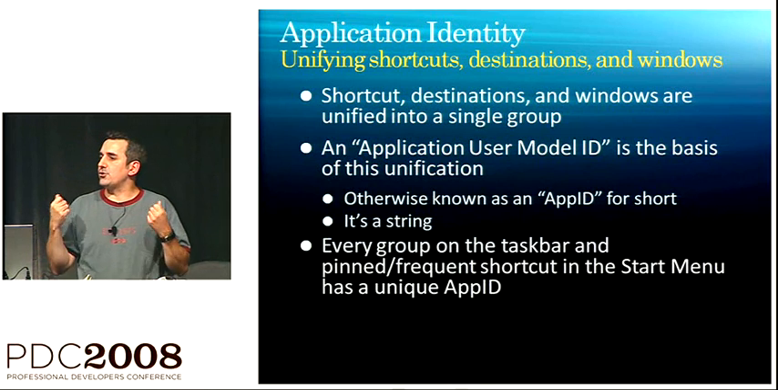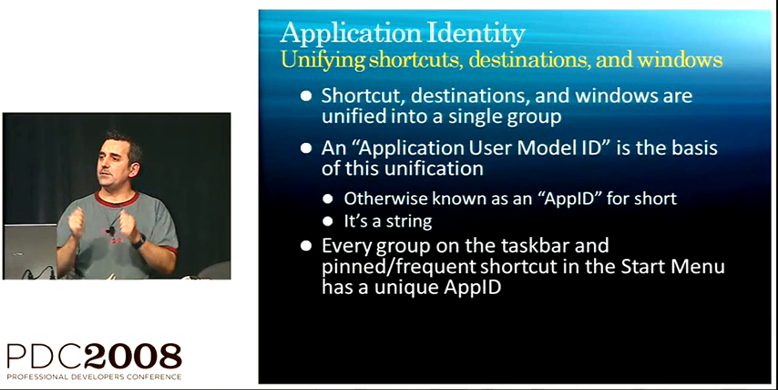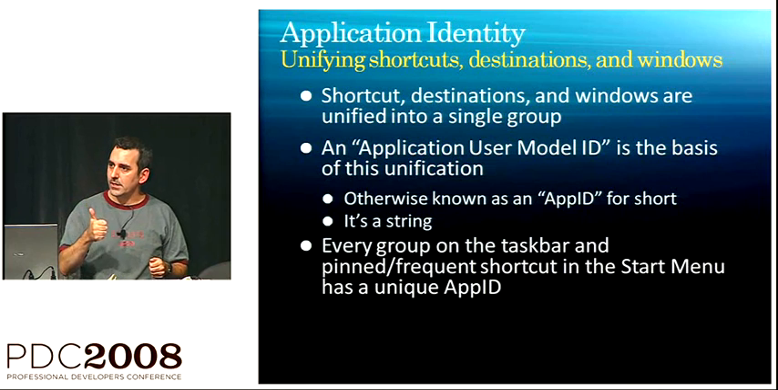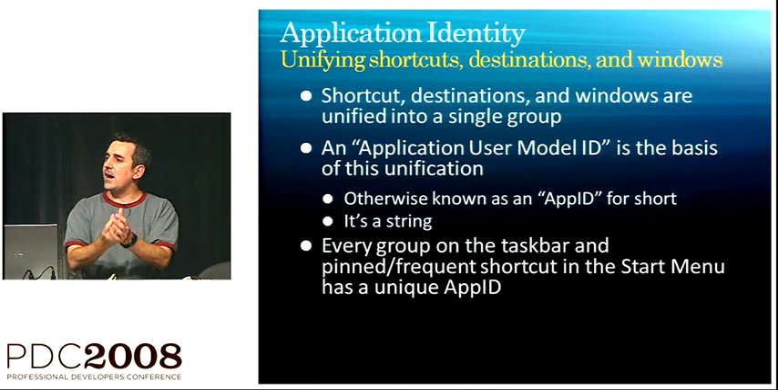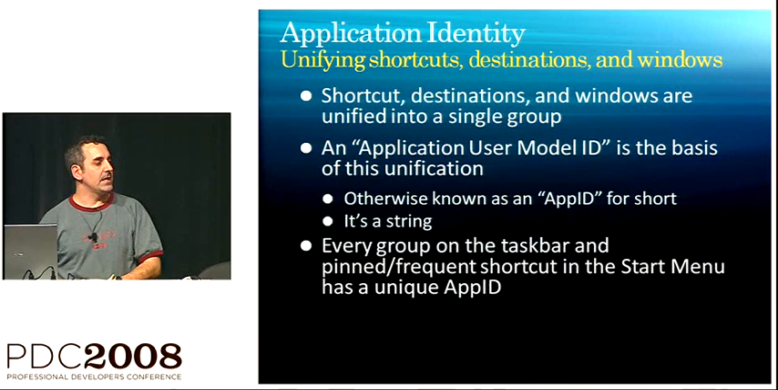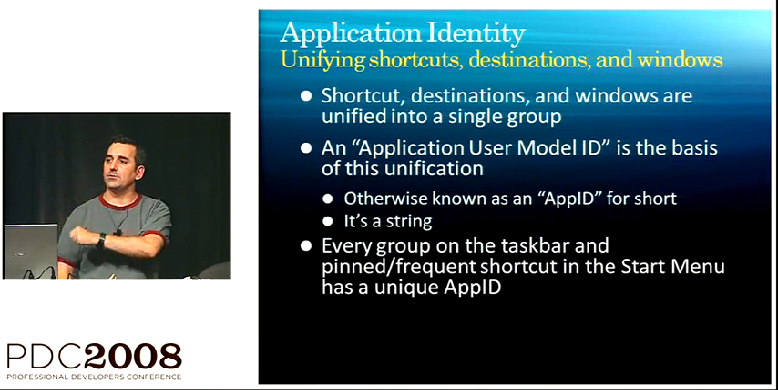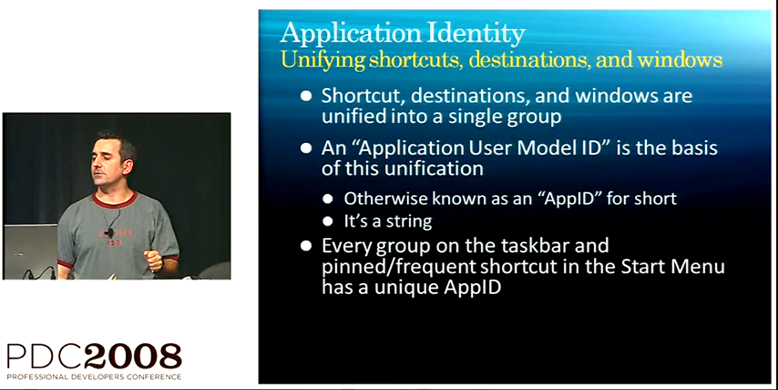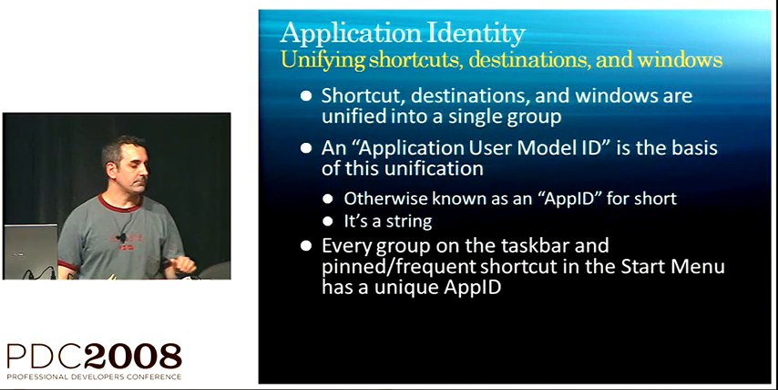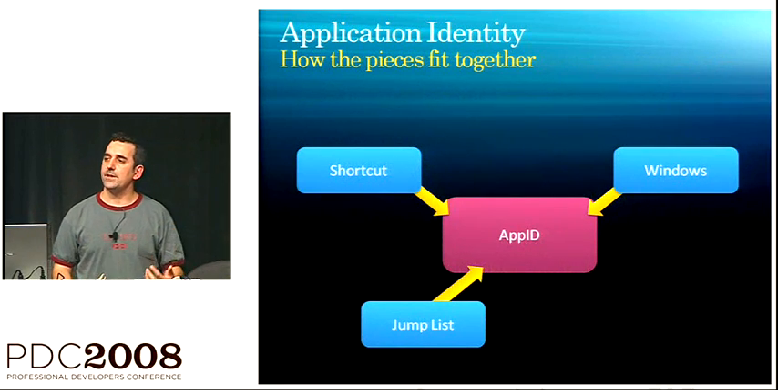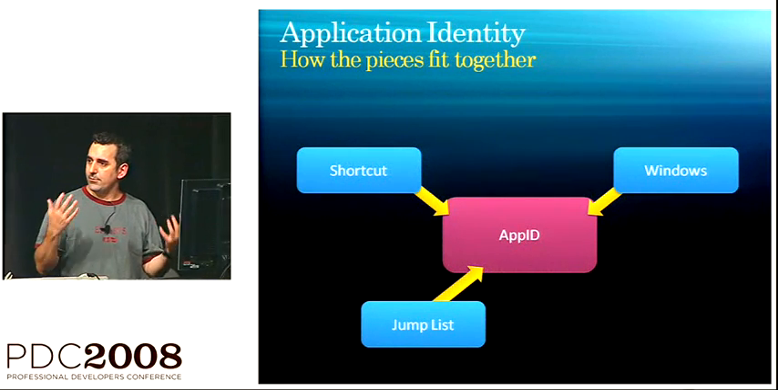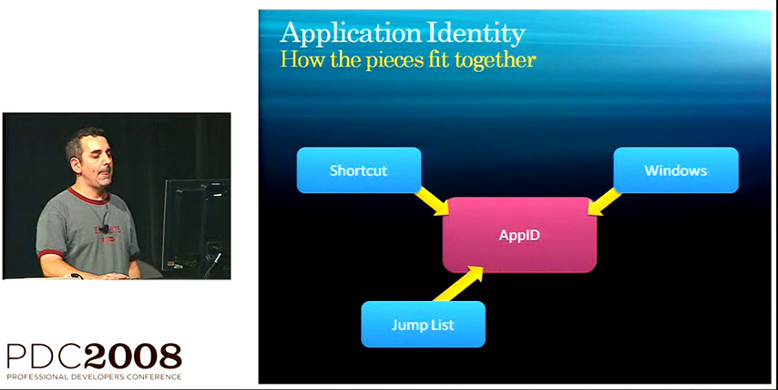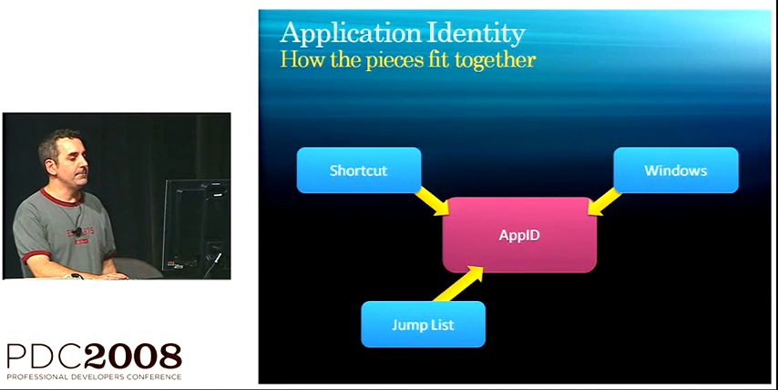So it's just simply a string that is associated with these pieces of your application, so the shortcut, the jump list, and the window list. And we use that to decide how stuff gets grouped on the taskbar. So each group, each icon that you see on the taskbar, and the items in the frequent list of the start menu, each have their own unique application ID. So just to try and illustrate this a little bit for you, we have the three main pieces of taskbar UI. They all share the same application ID.